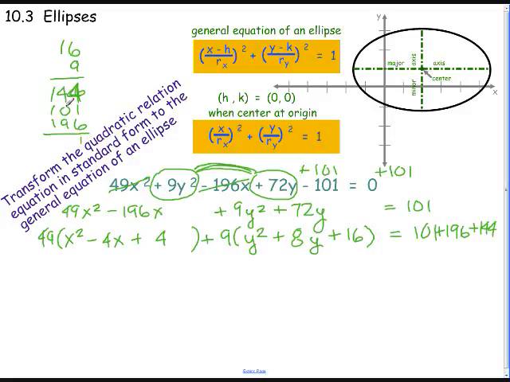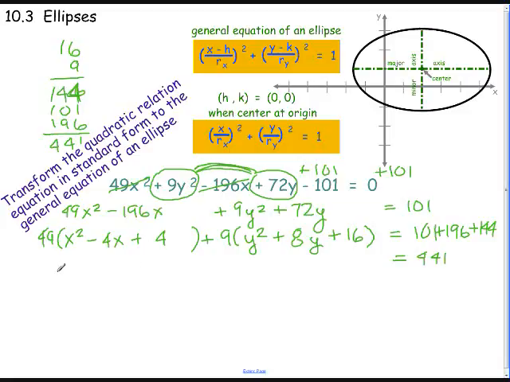I get 1, carry 1, 4, carry 1. Oh, that looks terrible. Are you kidding me? Yuck. 441. Maybe I made a mistake. Just looks awful. Okay.